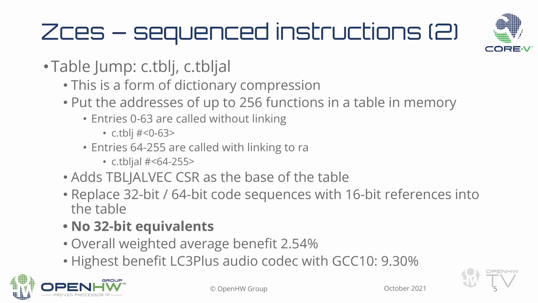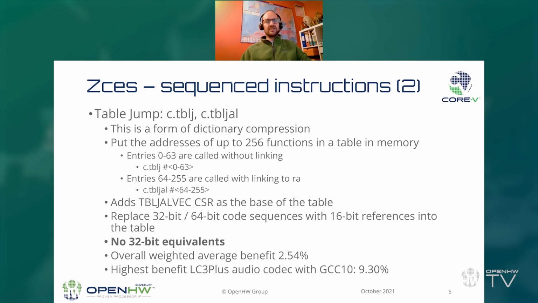So if you call indices 0 to 63, you don't link, so that's c.tblj, and 64 to 255, the rest of them. If you call indexes 64 to 255, then you link to RA, so that's the rest of the table. So most of the table links to RA. So what you're doing is you're replacing 32 or 64-bit code sequences with a 16-bit reference. And you get a 16-bit reference wherever the destination is in memory.